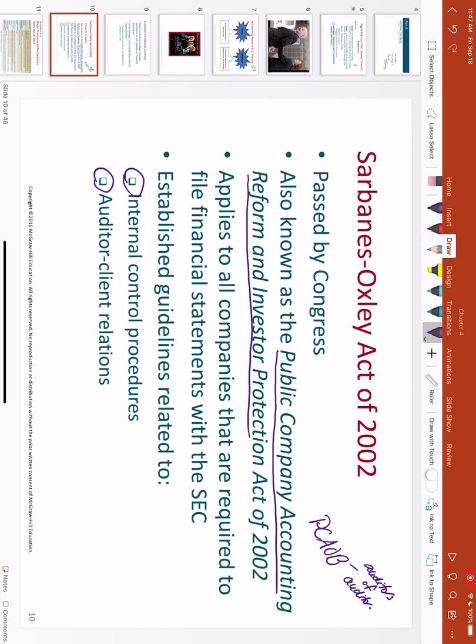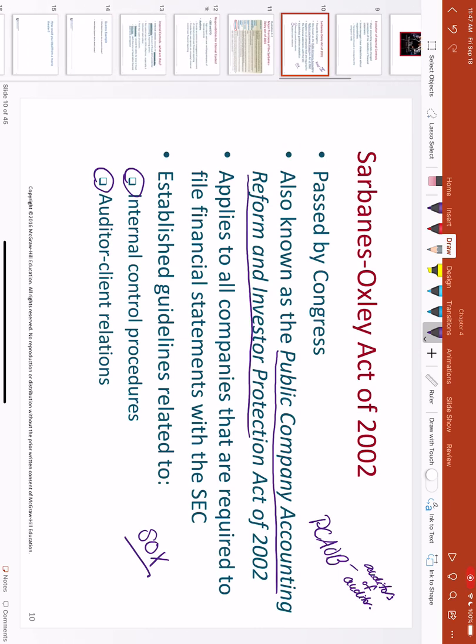That and these additional internal control procedures and the rules about the clients all came through this Public Company Accounting Reform and Investor Act. People in the U.S. call it SOX. You're going to hear that throughout your career because SOX permeates every large company.